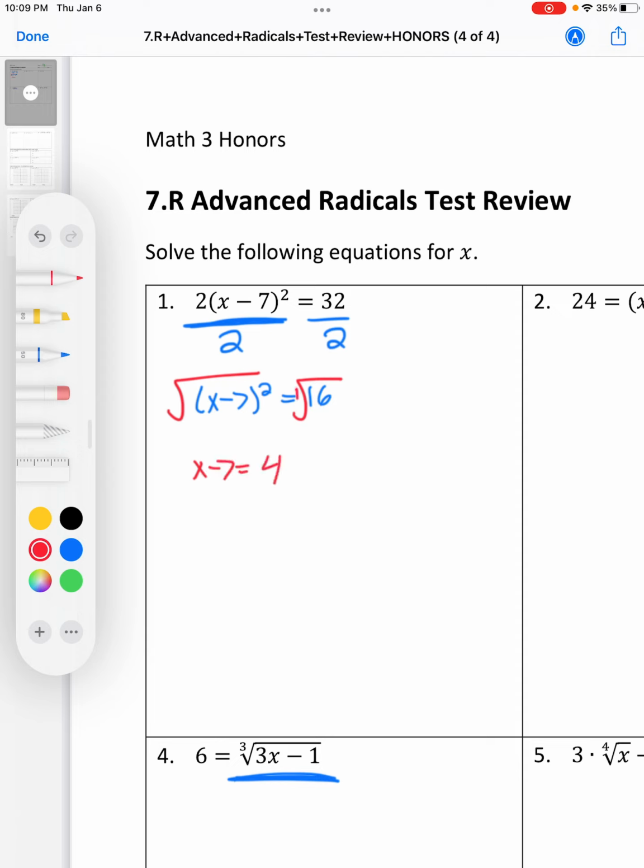But remember, I always have a plus or a minus when I'm square rooting, or taking the 4th root, or the 6th root, or any even root. We're going to have 2 solutions, the positive one and the negative one. So let's add 7 to both sides. We get x = 11 and x = 3. Those are our 2 answers. Not too hard, so I'm going to leave the next 2 for you to do.